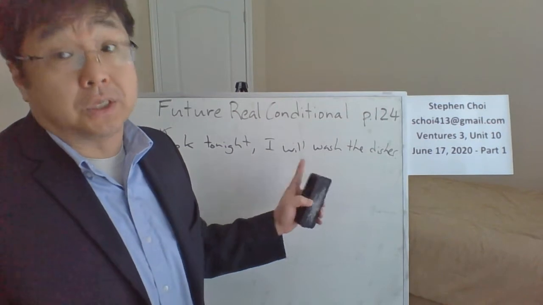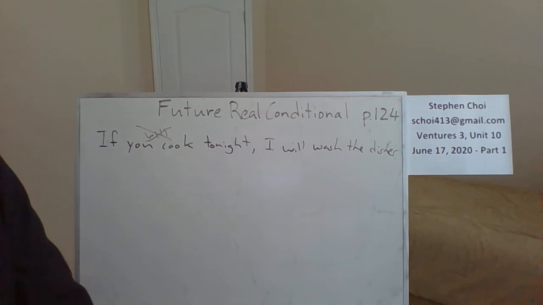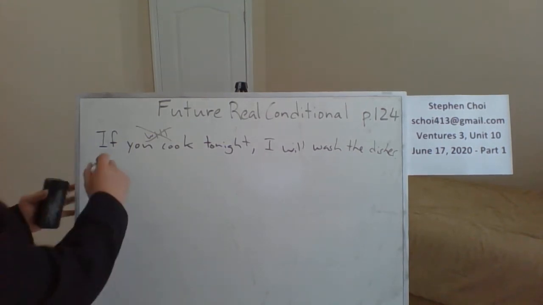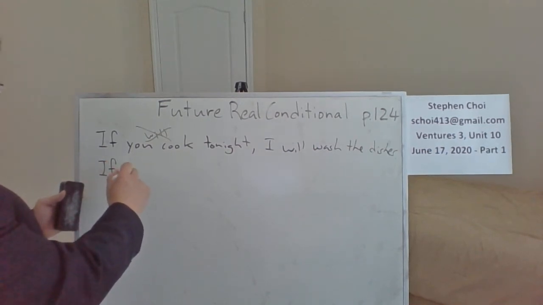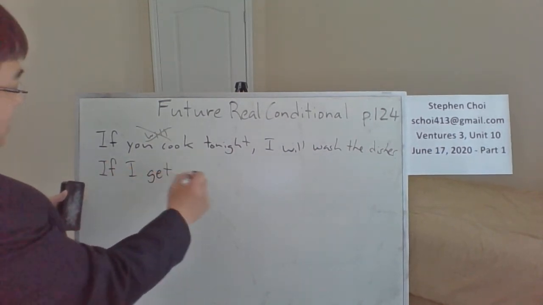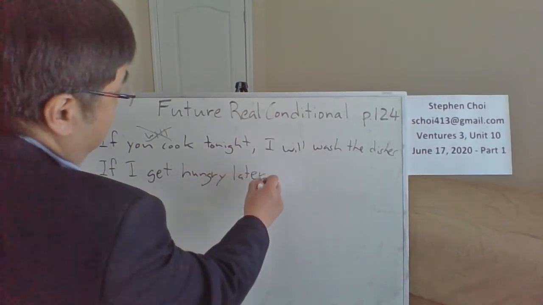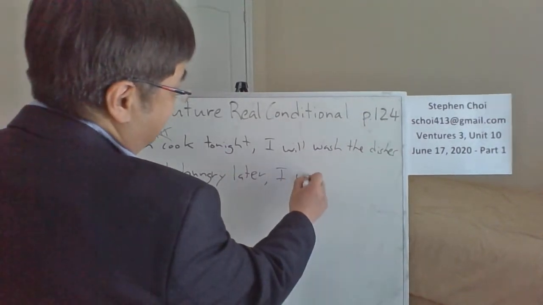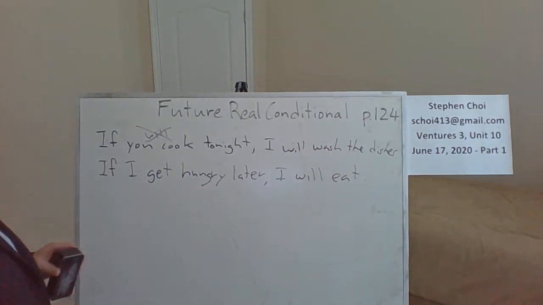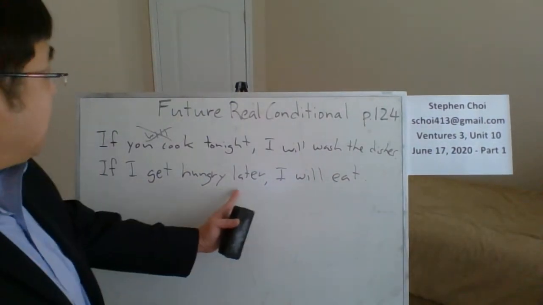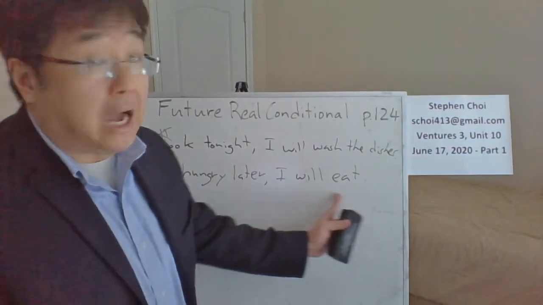So the main clause is in the future tense. Okay? All right. So let me do one more before we move on. I always talk about cooking and eating and all that stuff. So if I get hungry later, I will eat. Okay, simple as that. I will eat. Okay, this is another example of the future real conditional sentence. If I get hungry later, that's future. Okay, it's like tonight.